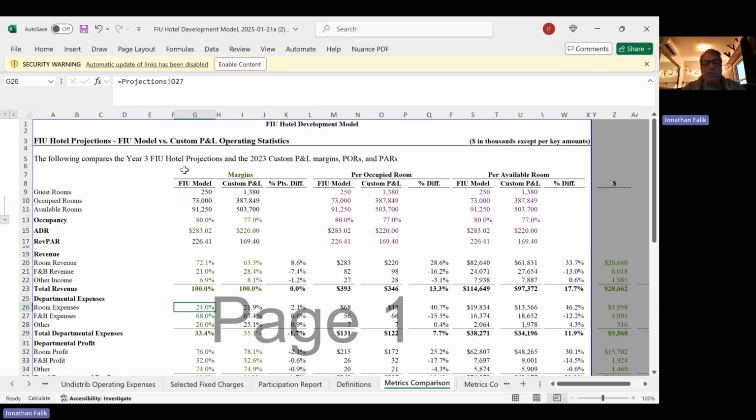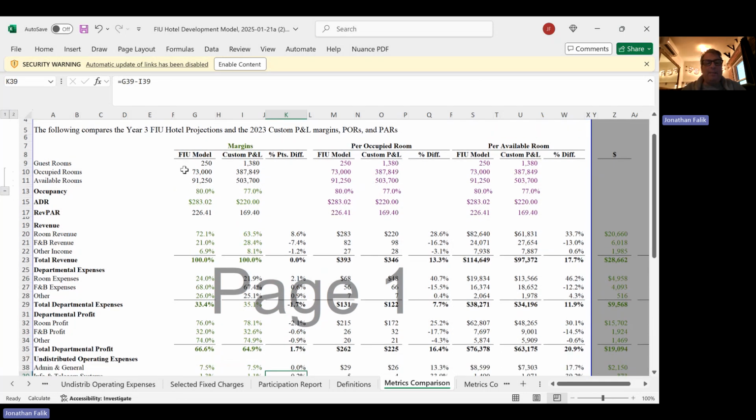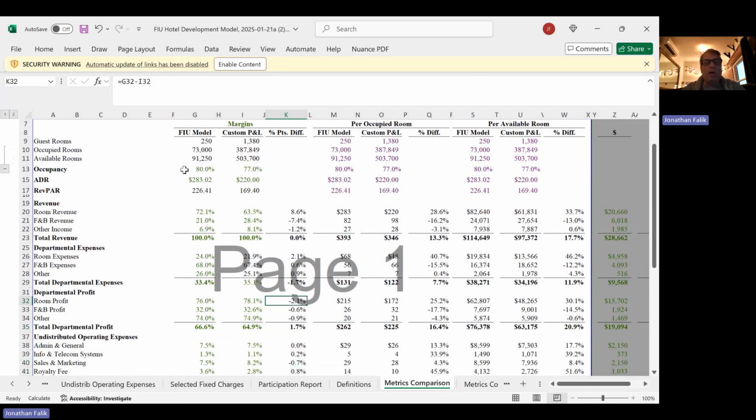So we have rooms expense of 24%. The competitors have 21.9%. So we're more expensive, right? We're operating less efficiently. Does that make sense? There's no right or wrong on this page, but you should be able to go through each line item and say we're higher or we're lower than the competitive set, and here's why.